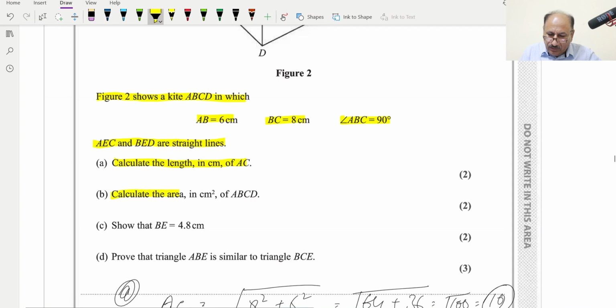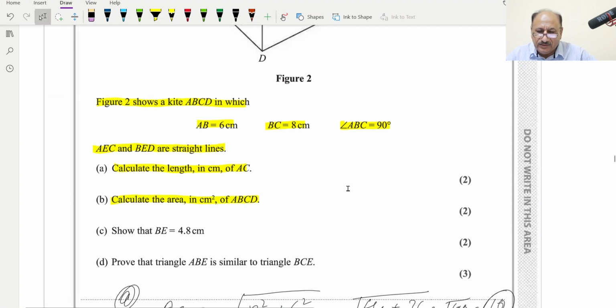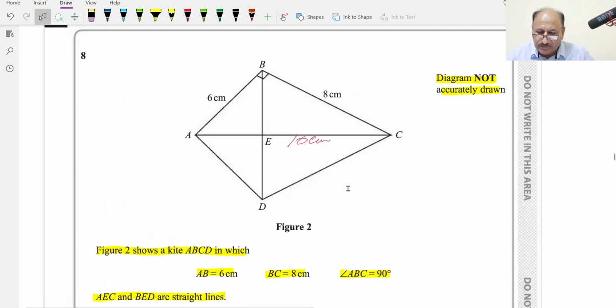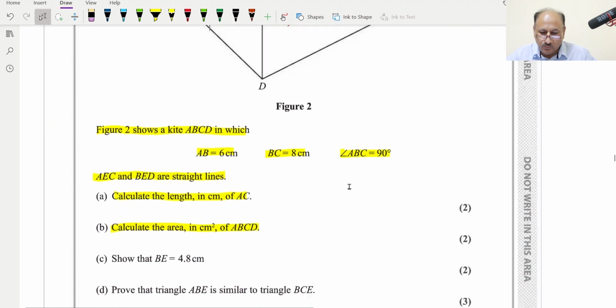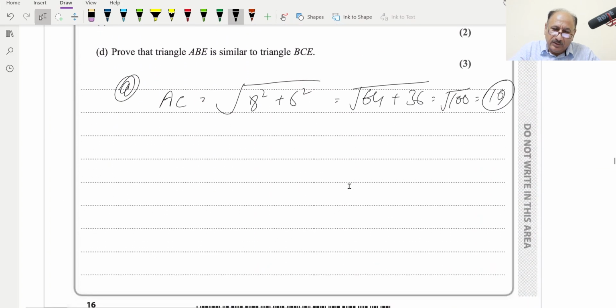Calculate the area in centimeters of ABCD. ABCD is a complete kite. So if we find the area of the same triangle which we have calculated, we can double that area, and that will be the area of the kite. So we will write the answer to B part as the area of the triangle.